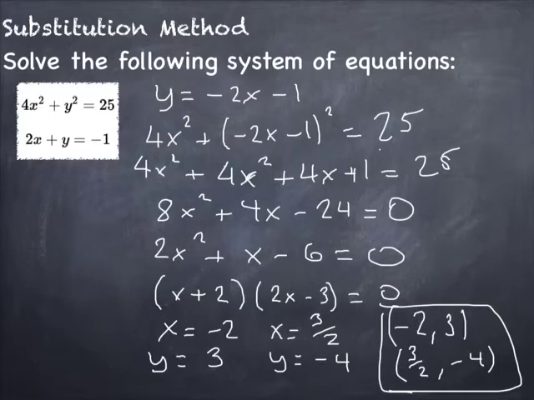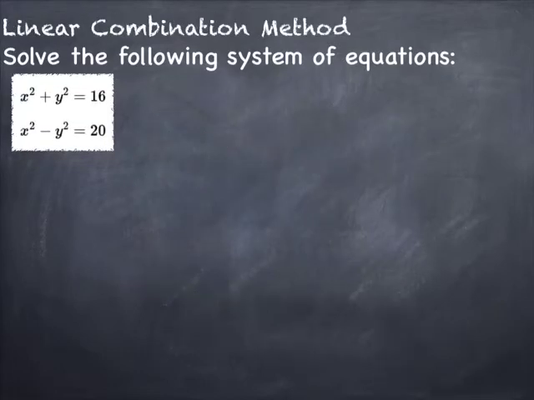If we want to use the linear combination method, we have to use equations where they're both quadratics. So here we've got x squared plus y squared equals 16, the circle, and x squared minus y squared equals 20, which is a hyperbola. Now since both x squared and y squared are squared, we can use linear combinations. So if we just add these two equations together, we get 2x squared equals 36.